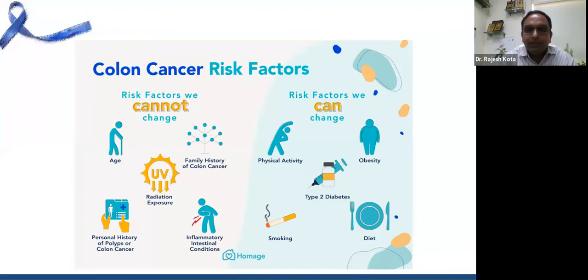So as I said, as population ages, the risk of getting colon cancer or the risk of getting rectal cancer increases. And we cannot modify our exposure to UV light. So this is not in our hands at least. And if we have got a personal history of polyps, those are small glands in the large intestine. If for one reason or the other, our intestines get these polyps, they can get transformed into colon cancers. So that also we cannot modify.